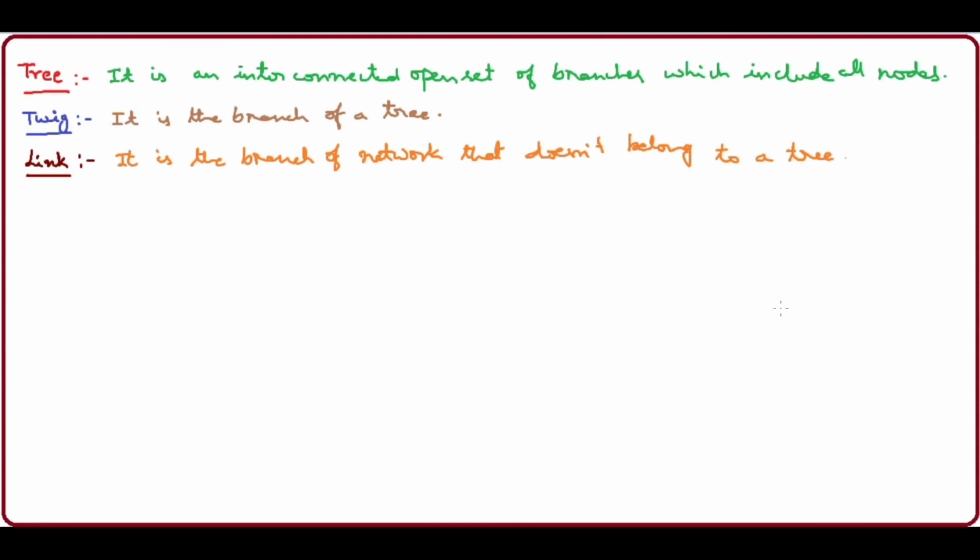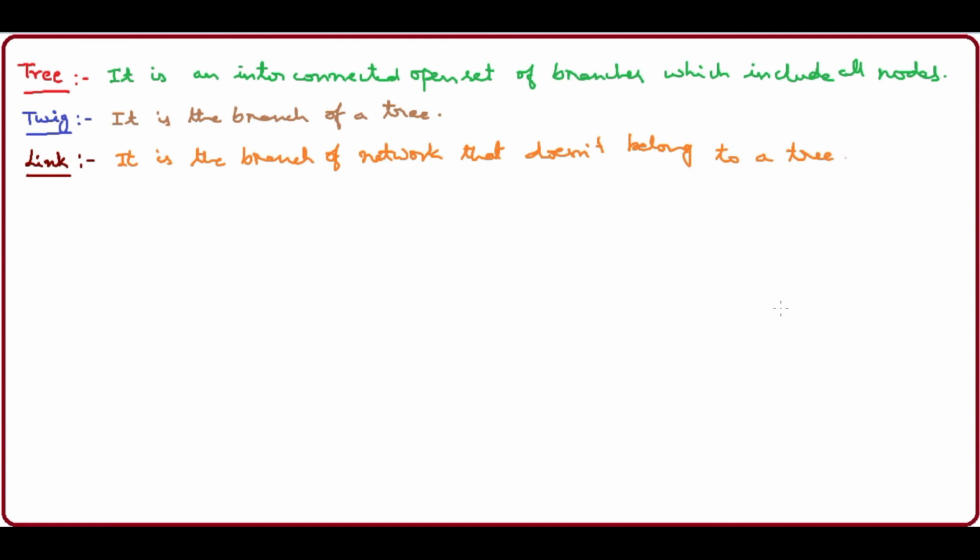Let us first see what is meant by a tree. A tree is an interconnected open set of branches which include all nodes. If a graph has been given to us, definitely it will be interconnected. That means there should be some loops. Then only we can call it a graph or network. In general it should not be an open circuit; it is just like a closed path.